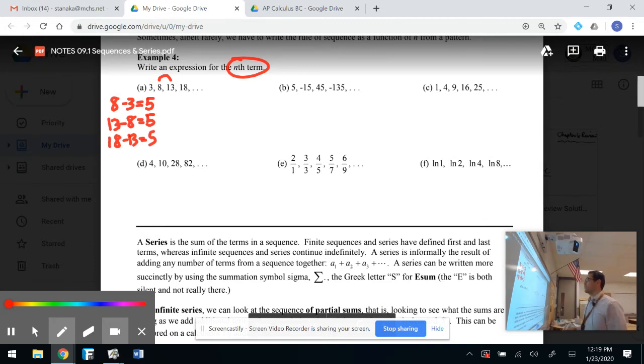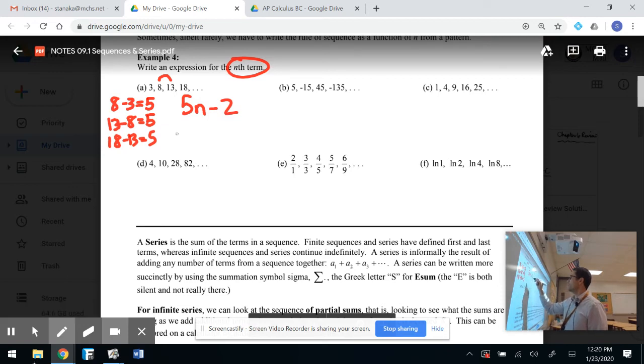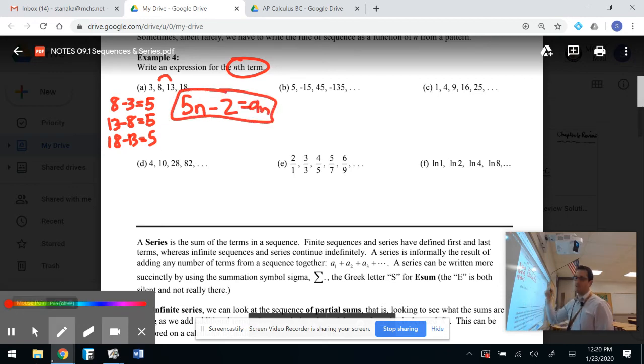And the rule for this one, believe it or not, since 5 is that common difference, is going to be 5n. Then you just have to make sure we start in the right place, right? We're not starting at 5 because 5 times 1 is 5. Instead, we're starting at 3. So if I put a 1 in there, I get 5. Just take away 2. And guess what? That is the rule of that sequence.